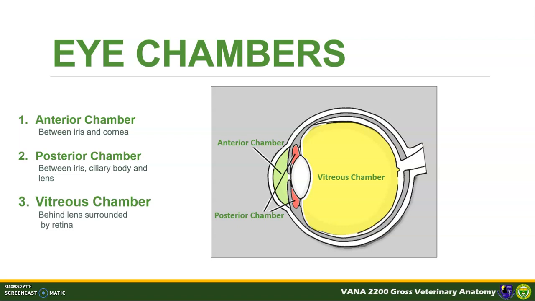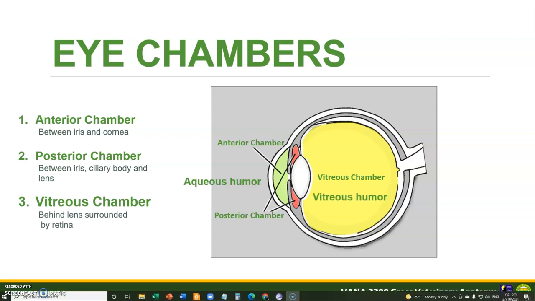These chambers are filled with fluid. The chambers in front of the lens, which include both the anterior and the posterior chambers, are filled with a clear watery fluid called aqueous humor. The large space behind the lens, which is the vitreous chamber, contains a thick gel-like fluid called the vitreous humor or the vitreous gel. These two fluids press against the inside of the eyeball and help the eyeball keep its shape.